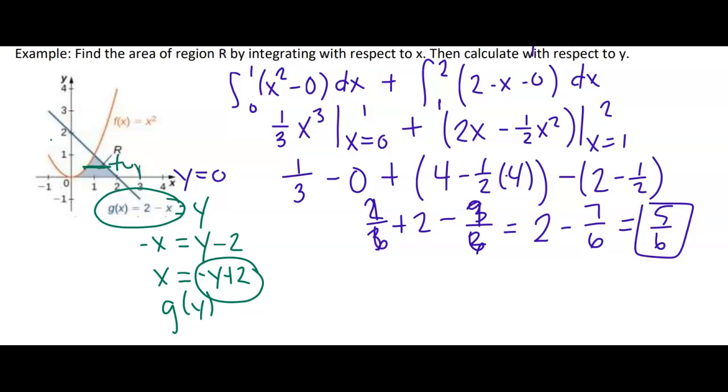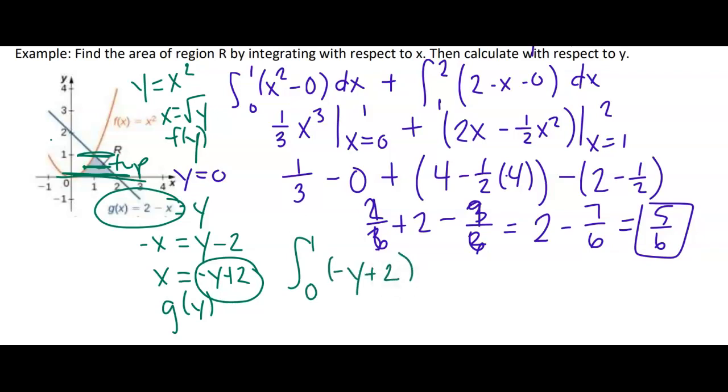That's going to be my top function. My bottom function is y equals x squared. If I take the square root of both sides, x equals square root of y, and that's going to be my f of y. I start at y equals 0, and I need to integrate to 1. So integral from 0 to 1 of top function, we said was negative y plus 2, minus bottom function, square root of y, and I'm integrating this with respect to y.